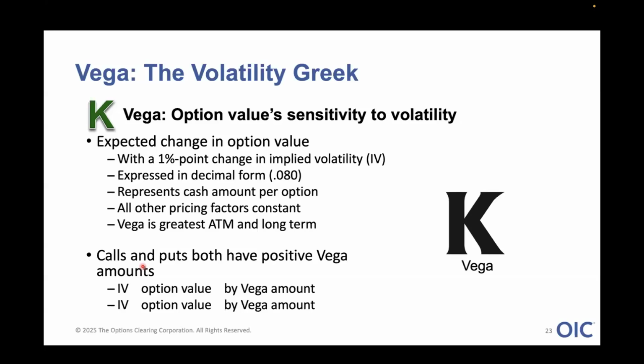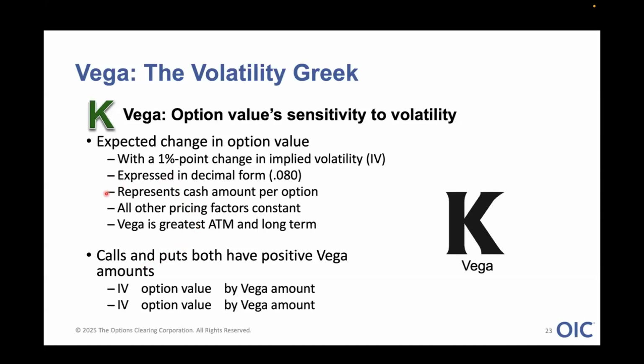So Vega is telling you how much your options position is going to change with each 1 percentage point change in implied volatility. It is always expressed in a decimal form. It represents a cash amount per option, all other pricing factors remaining constant. Now, Vega is always going to be greatest for the longer term at the money options.